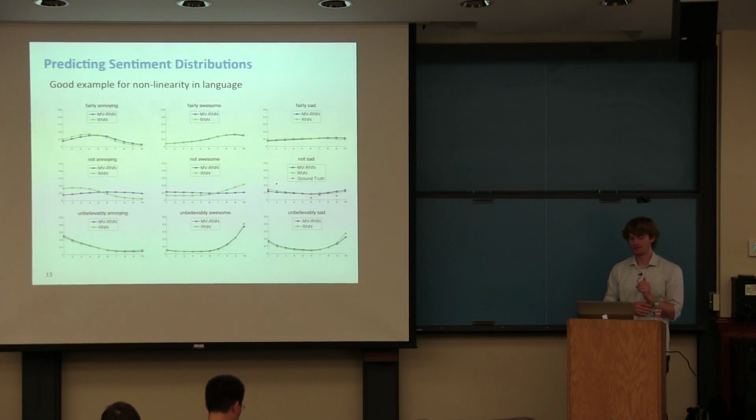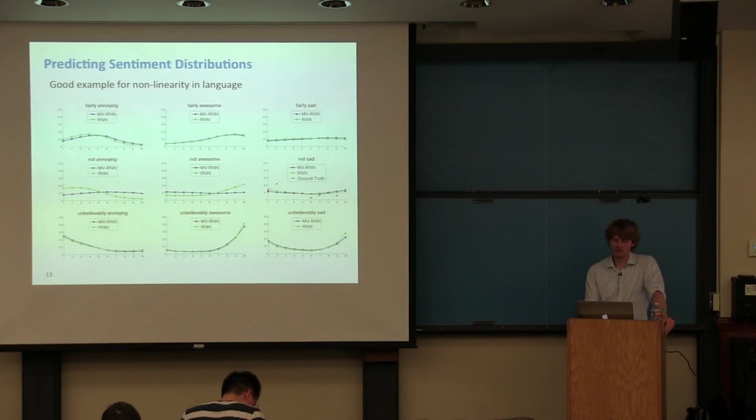So what is this kind of model good for? Here we looked at an interesting sentiment distribution task where, for certain words, we can look at the statistics of how often a certain bigram or pair of words appears in movie reviews of a certain star rating. So you can go through all of IMDb and look at how often does "fairly annoying" appear in 1-star movie reviews, 2-star movie reviews, and so on. And you normalize this to be a standard multinomial distribution so that these numbers sum to 1.